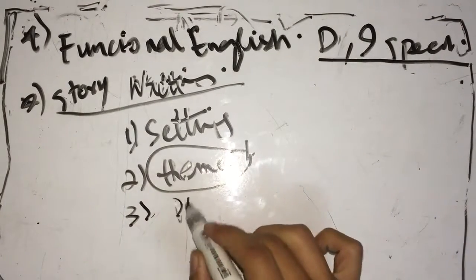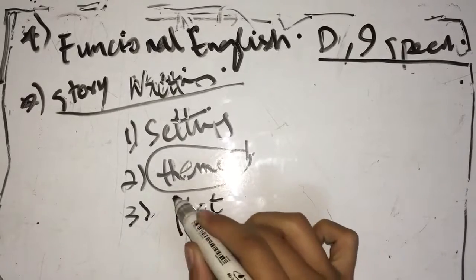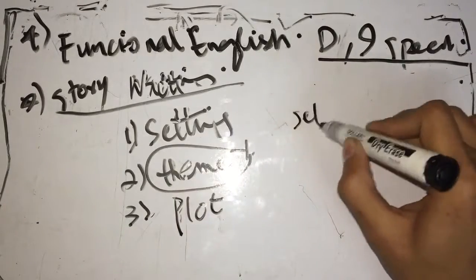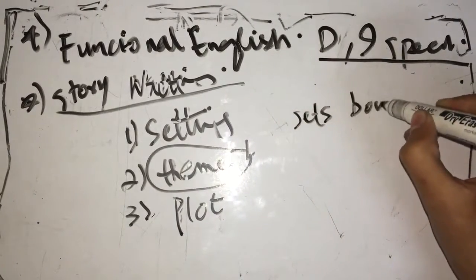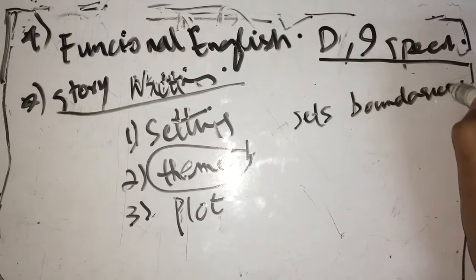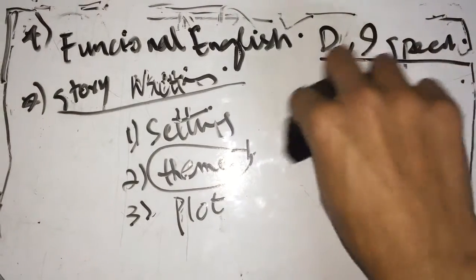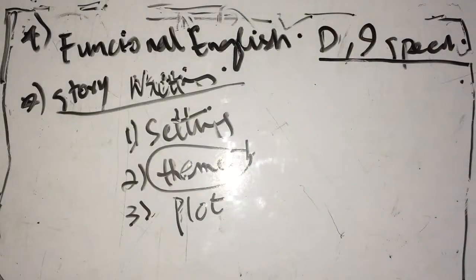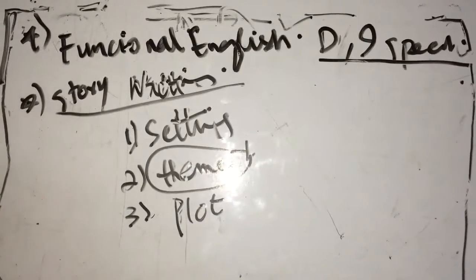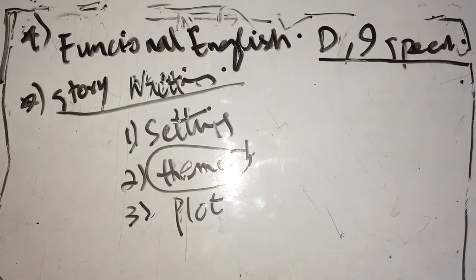Next, you have theme, then you have plot. So what is a plot? Plot basically sets boundaries for your story, that your story cannot leave these boundaries, and it has got to remain in the specific boundaries your plot sets. So for example, if you're writing a story about a thirsty crow, your plot is a thirsty crow, and, okay, so let's change it.